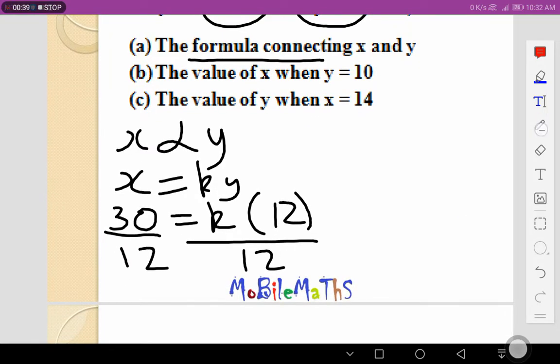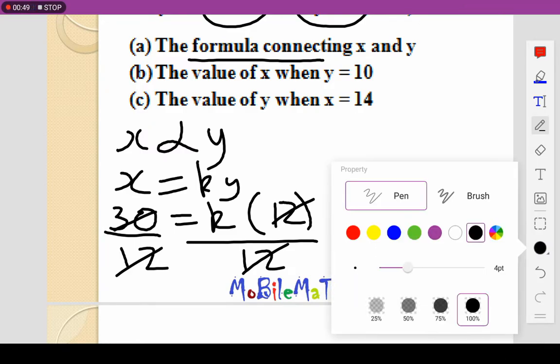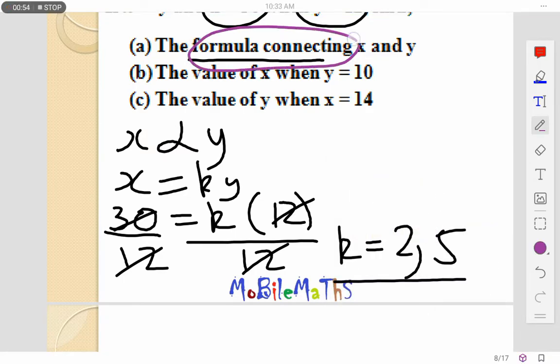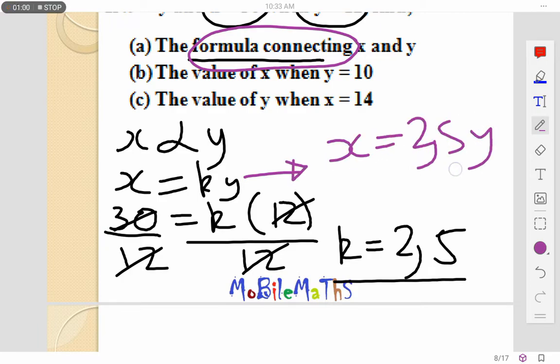What do we get in this case? We will get k is 2,5. So our k is equal to 2,5. If we have k as 2,5, what is our formula connecting x and y? Our formula becomes x is equal to 2,5y. This is our formula there.